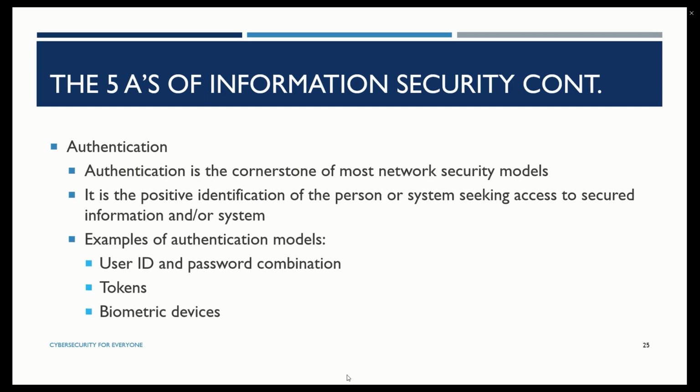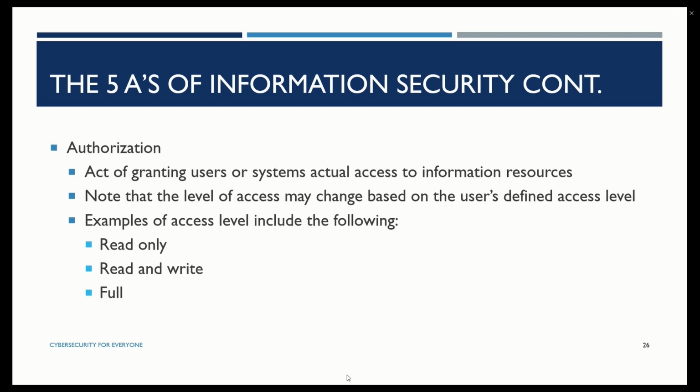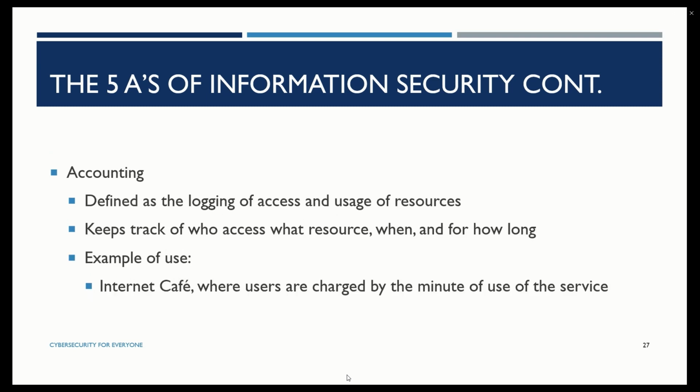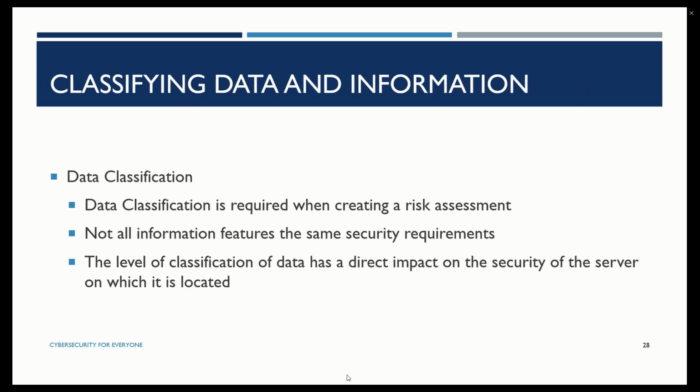Authentication. Authentication is a cornerstone of most network security models. It is the positive identification of the person or system seeking access. Authorization, which is the act of granting users or systems actual access to the information resources. And accounting, defined as the logging of access and usage of resources. And it keeps track of access to what resource, who has access.